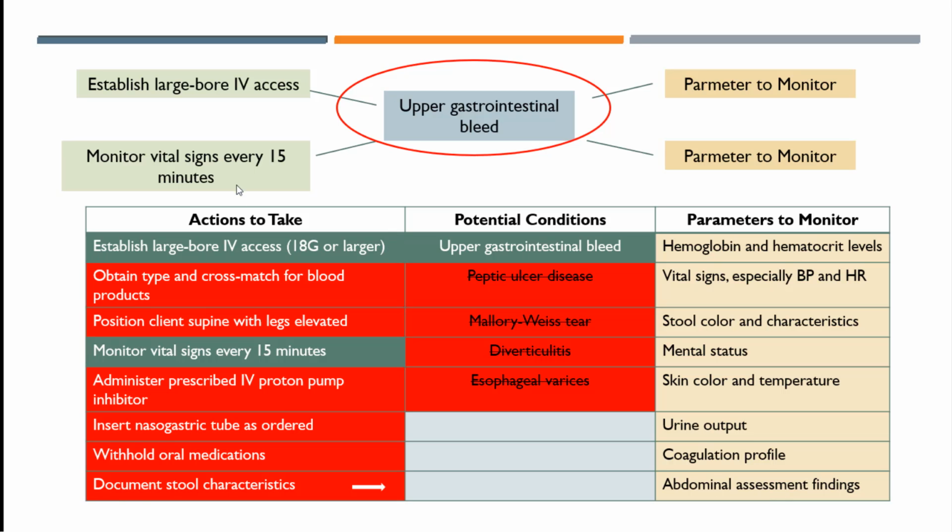Okay, so now looking at our updated chart, we have established large bore IV access, 18 gauge or higher, and monitor vital signs every 15 minutes. Those were the best. So now we're going to move to parameters to monitor. And we have hemoglobin, H&H levels, vital signs, especially the BP and heart rate, stool colors, the characteristics. These are things to monitor. Mental status, skin color and temperature, urine output, coagulation profile, and abdominal assessment findings. So let's go ahead and go through these one by one.